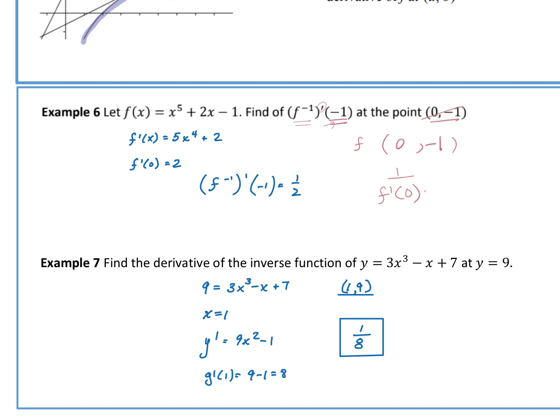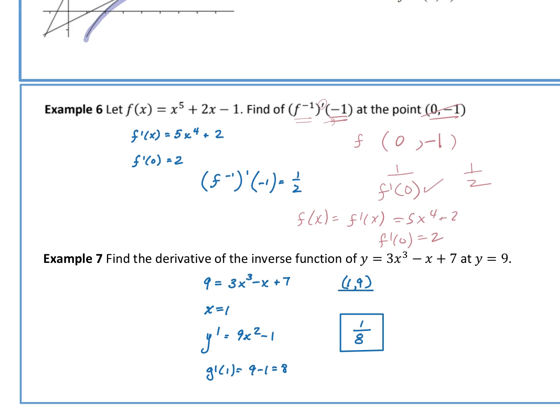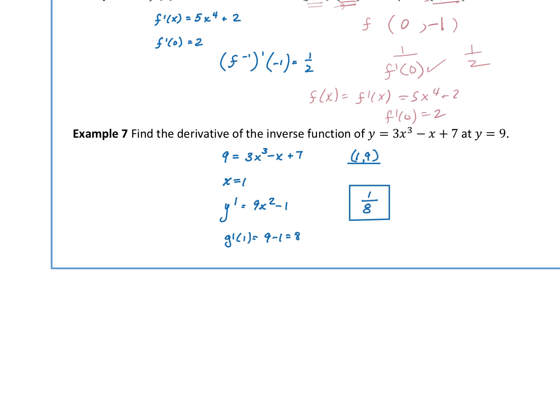It depends how they give this to you. Here they gave us f. To find f prime of x, we just differentiate, which is 5x to the 4th plus 2. We want f prime of 0, which is 2. So it's 1 over 2. You really have to be systematic about this because it is very, very confusing.